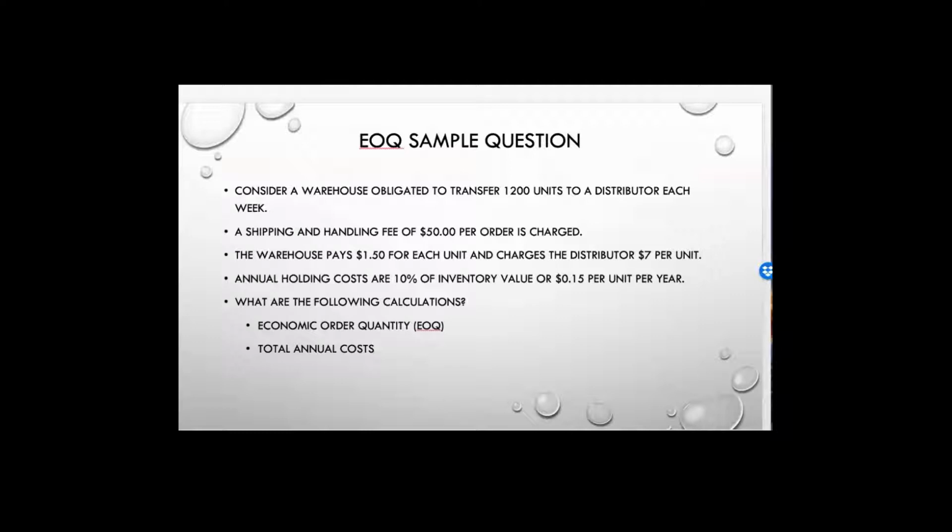So, okay, annual holding costs are 10% of inventory, or 15 cents per unit per year. Okay, and basically, we calculated that from the $1.50 for each unit, and that's 10% of that. So 10% of $1.50 is 15 cents. So we're going to calculate economic order quantity and the total annual costs.